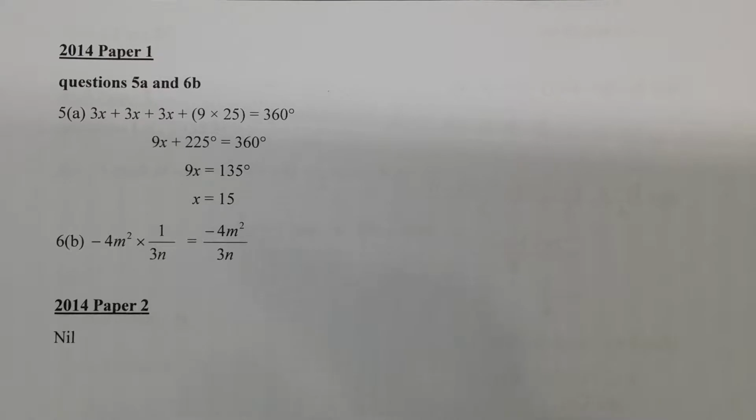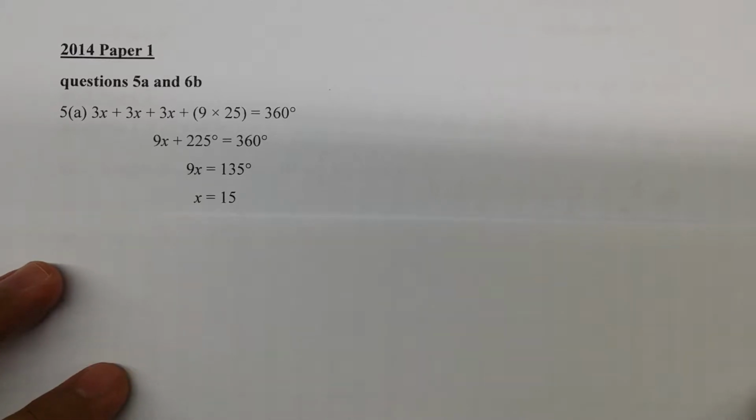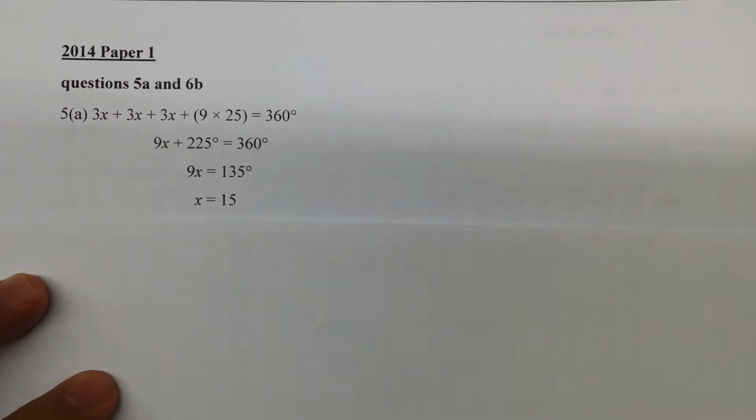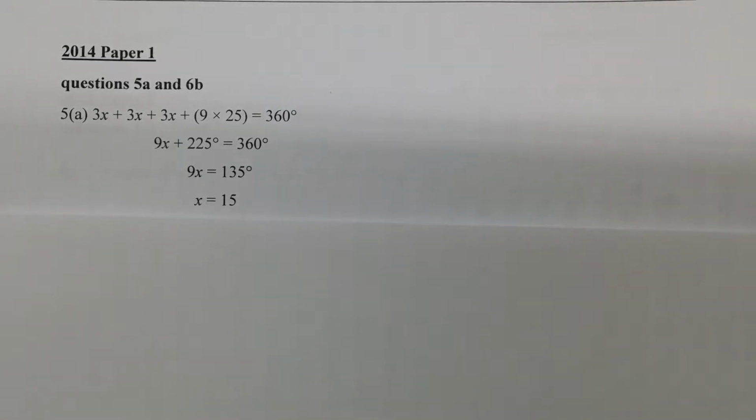Okay, let me get the paper to cover it up. Look at this question over here, 5A, 2014 paper 1. It says, three of the exterior angles of a 12-sided polygon are each equal to 3x, and the remaining angles are 25. Calculate the value of x.